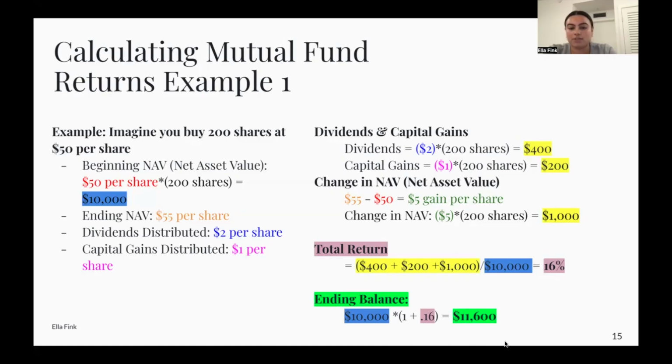Now using that formula to calculate the total return, we have 400 plus 200 plus 1,000, divided by the beginning net asset value, which gives us a 16% return. So our ending balance is going to be that original net asset value times 1 plus 0.16, which gives you an $11,600 ending balance.